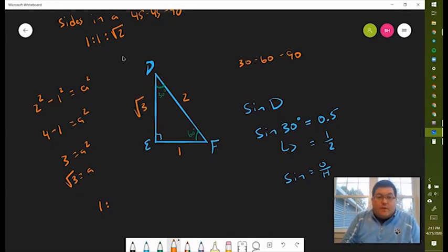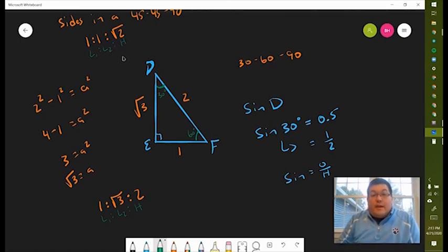And so here are the ratios for our 30, 60, 90 triangle. 1 to rad 3 to 2. Again, we're always looking at these ratios as leg to leg to hypotenuse. Leg, leg, hypotenuse.